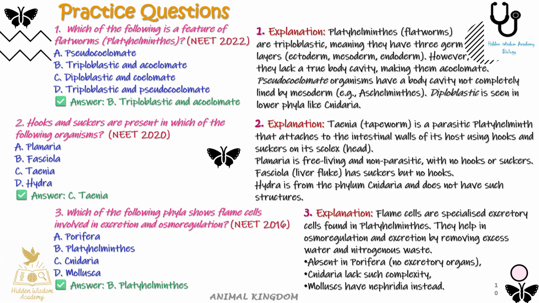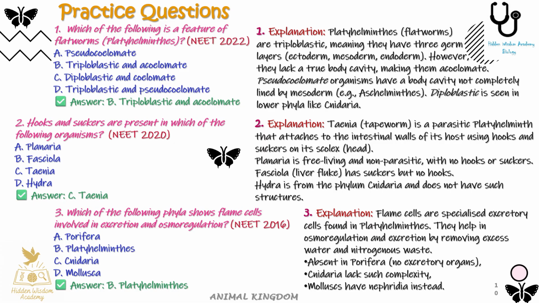Question 2. Hooks and suckers are present in which of the following organisms? From NEET 2020. Option A, Planaria. Option B, Fasciola. Option C, Taenia. Option D, Hydra.